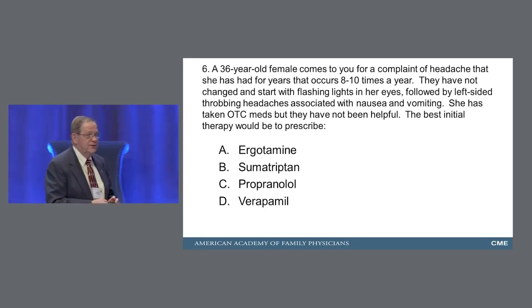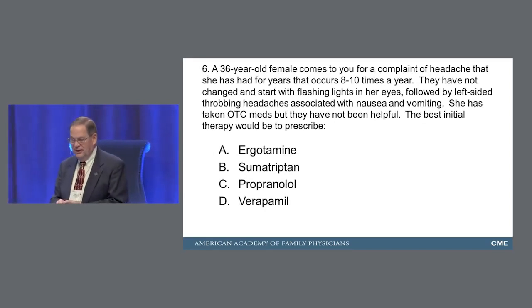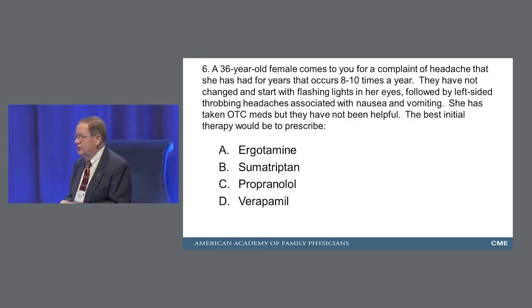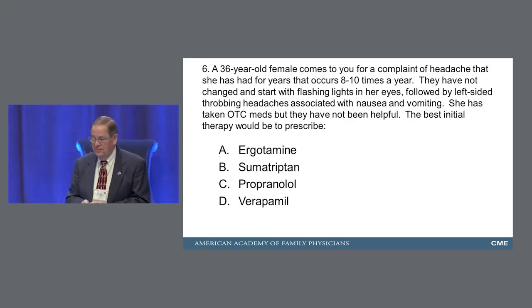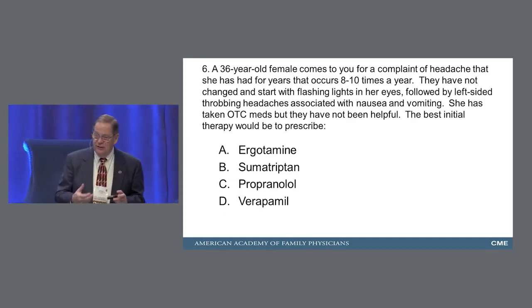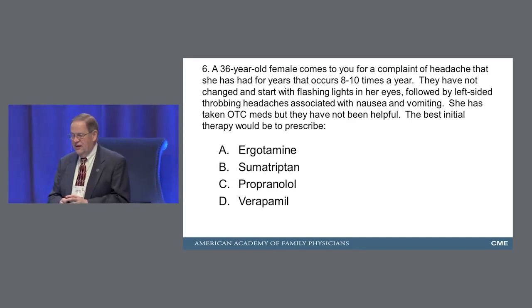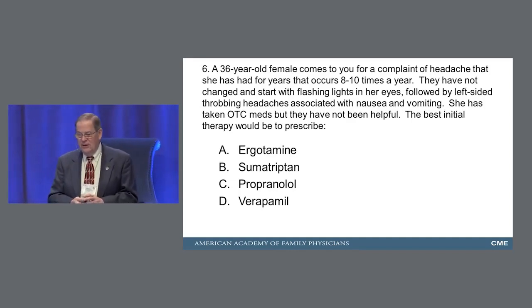Okay, let's switch gears. A 36-year-old female comes to you for a complaint of headache that she's had for years, occurs 8 to 10 times a year. They have not changed, and they start with flashing lights in her eyes, followed by left-sided throbbing headaches associated with nausea and vomiting. She has taken over-the-counter medicines, but lately they've not been that helpful.